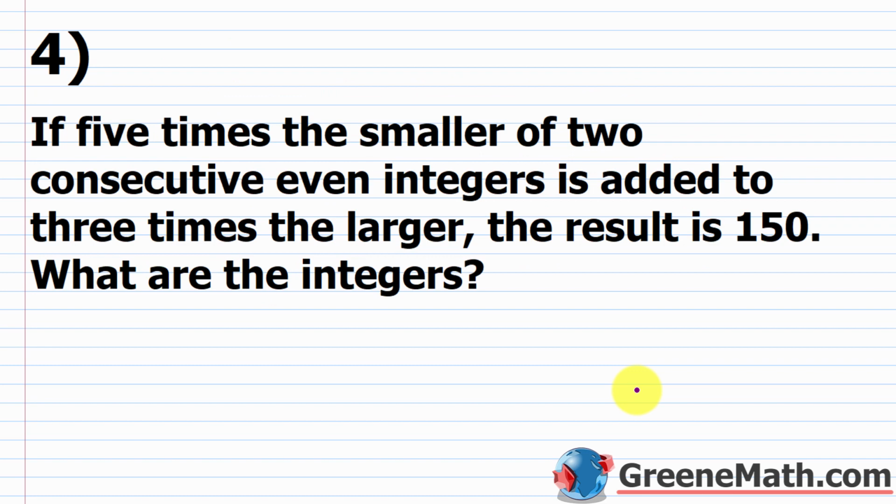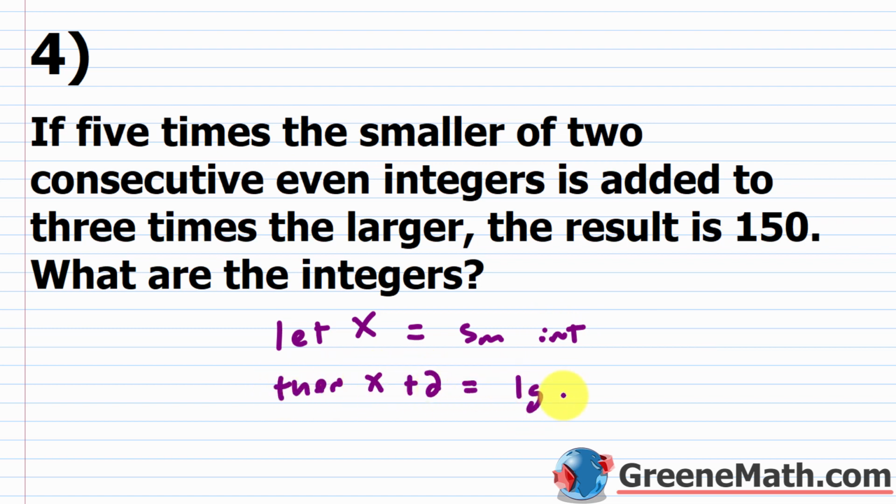All right, let's look at problem number 4. So here we have: if 5 times the smaller of 2 consecutive even integers is added to 3 times the larger, the result is 150. What are the integers? So again, if we're talking about consecutive even integers or consecutive odd integers, again, they differ by 2. So you would let something like x be the smallest. So let's let x be equal to the smallest integer. And then we'll say x plus 2 is going to be the largest integer.